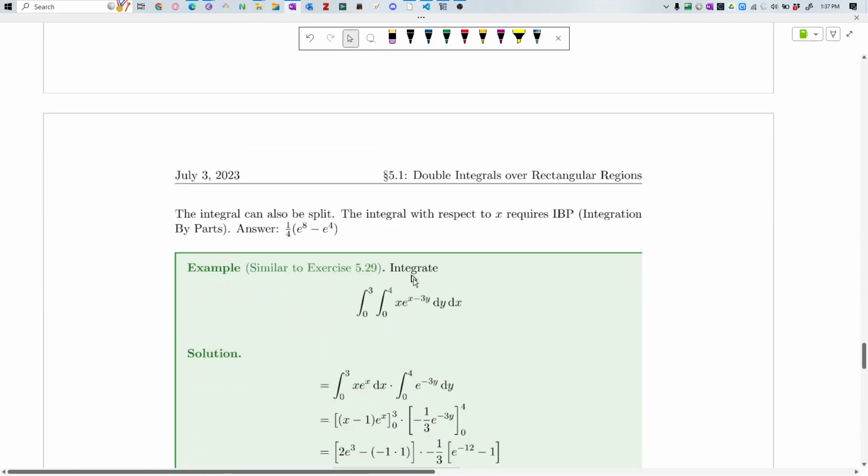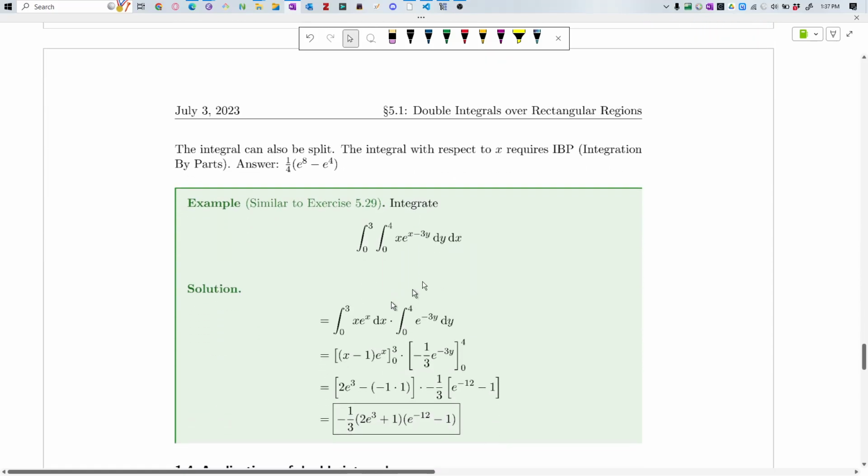So I'm just modifying some numbers here. The point is that algebraically, this exponential is the same as e to the x times e to the minus 3y, right? The fact that you have the same base, different exponents, you can add the exponents. That's one of those rules of exponents. And so once we have this product, we can then split this integral.